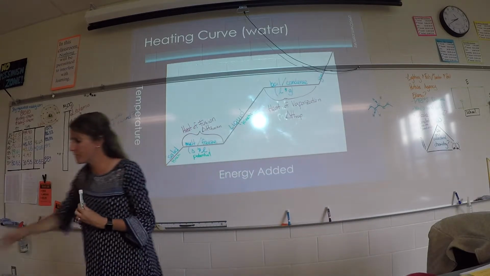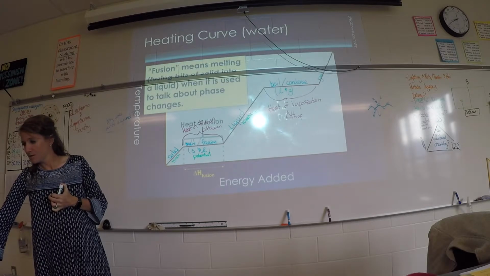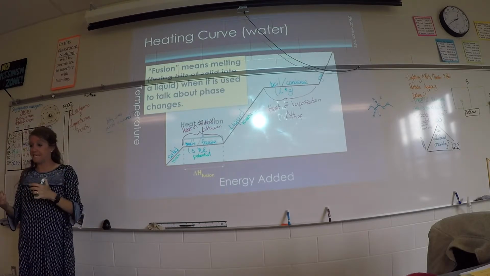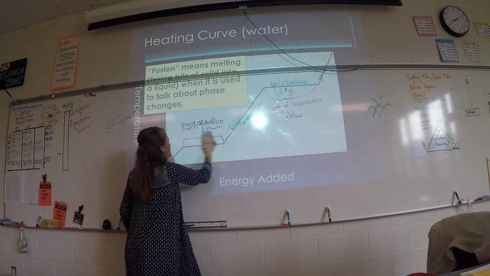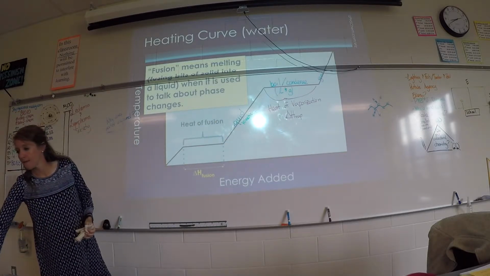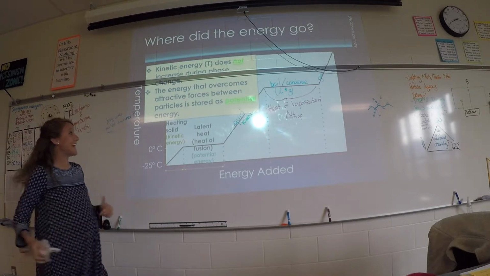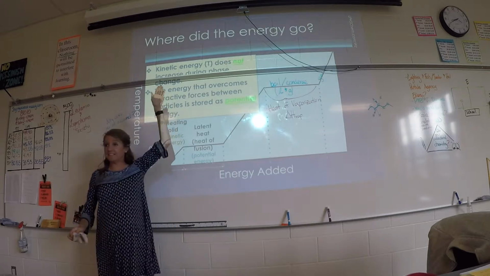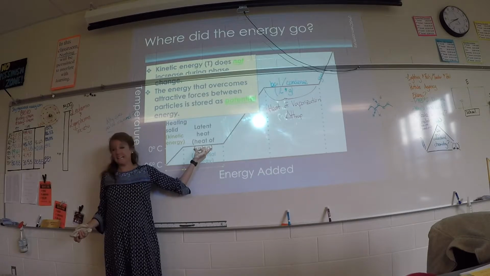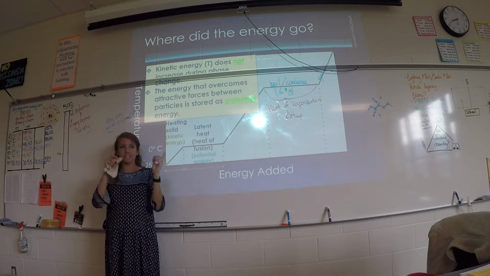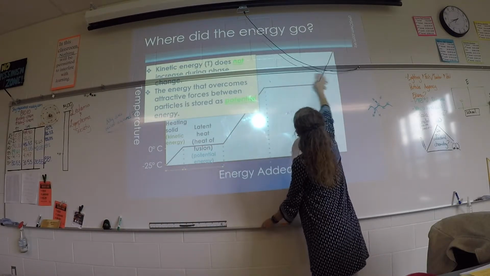So if you look underneath the graph, there are a few key bullet points for your notes. The first one: fusion means melting when we talk about phase changes, so that's just a different way of thinking about it. Another key thing is that kinetic energy does not change during a phase change. The phase changes are when the graph is flat, and kinetic energy is constant, because kinetic energy is temperature. Those two things are interchangeable. All the energy is stored as potential.